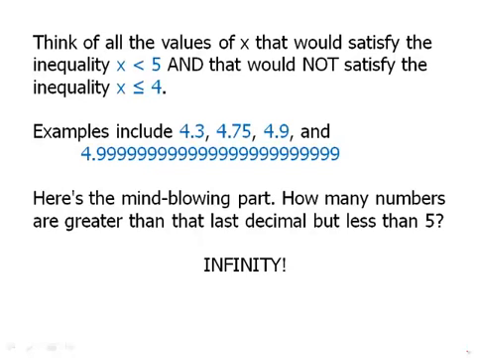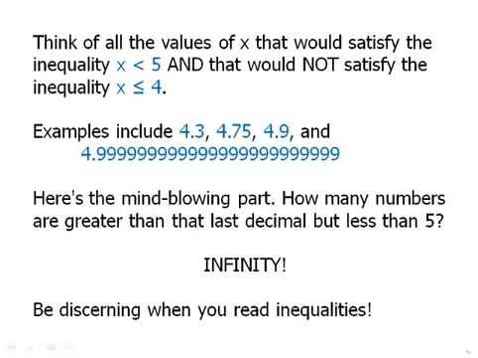Between any 2 points on the number line, no matter how close those 2 points are, there's an absolute infinity of numbers. And so that means if you leave out the numbers between 4 and 5, you're leaving out an infinity of numbers. You're leaving out more numbers than there are stars in the universe. So that is the magnitude of that error. So it's very important to be discerning when you read inequalities. It's very important not to fall into that trap at any point of thinking that all possible numbers are just the numbers that you can count on your fingers.